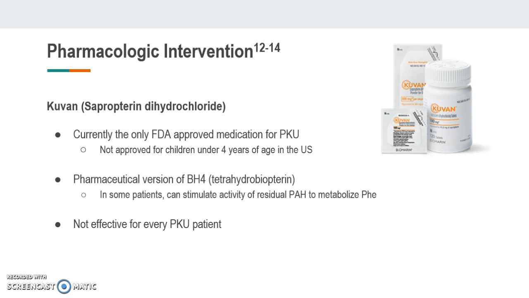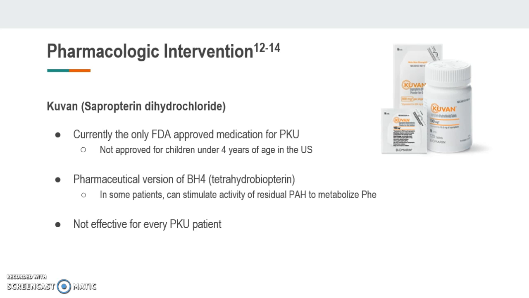Kuvan is a synthetic version of the natural cofactor tetrahydrobiopterin or BH4. It is the cofactor for the enzyme phenylalanine hydroxylase. The mechanism of action is to stimulate the metabolic activity of PAH that may still be present in the patient's body. Kuvan was FDA approved in 2007, and it is currently the only medication FDA approved to treat PKU. It is not approved in the U.S. for children under 4 years of age.